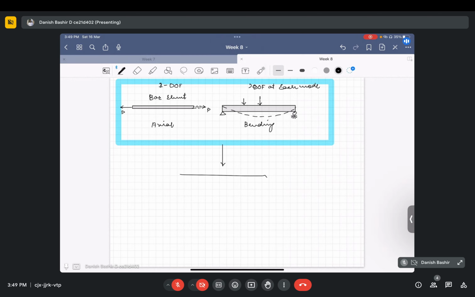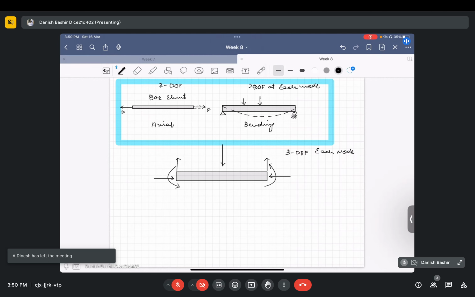So for example, this is our plane frame element like this. Apart from bending, which gives two degrees of freedom, we have one more deformation, that is axial deformation as well. So we have 3 degrees of freedom at each node. I hope you people are getting my point.